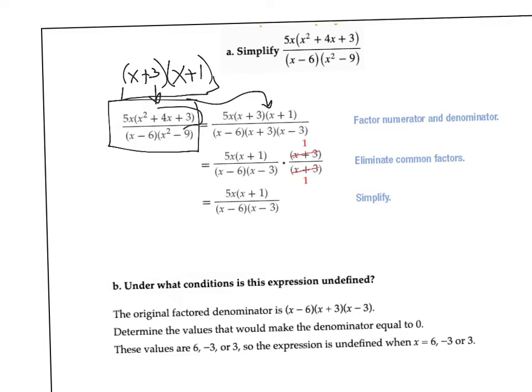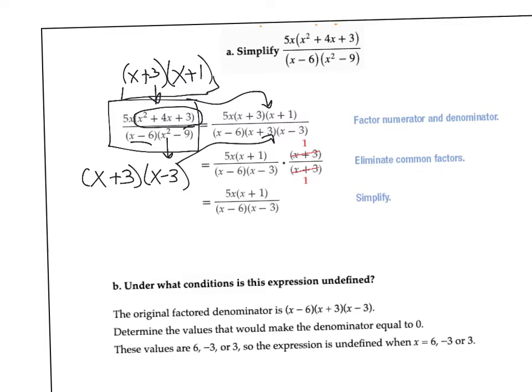All right, so we replaced this trinomial with its factored form. We still have the 5x out front. Then in the denominator, we did the same kind of thing. So we left the x minus 6. But remember, this is a difference of squares. So we have x squared minus 9 can be rewritten as x plus 3 times x minus 3. And that's how we end up with this piece here.